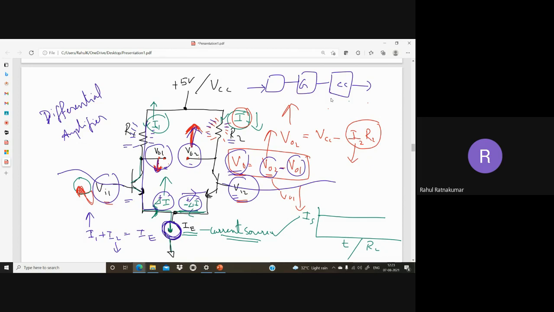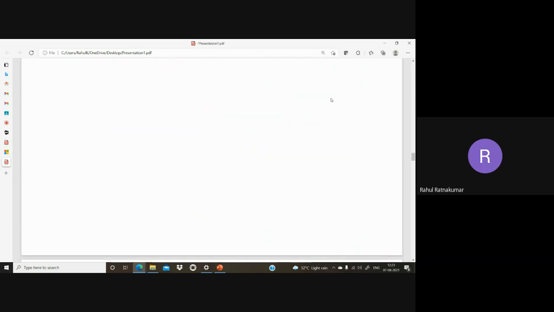So all these things can be combined into one single IC, the 741 op-amp IC. It has 8 pins. Okay, so that's about what is happening inside the op-amp.